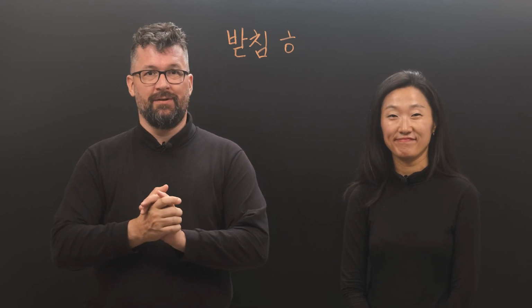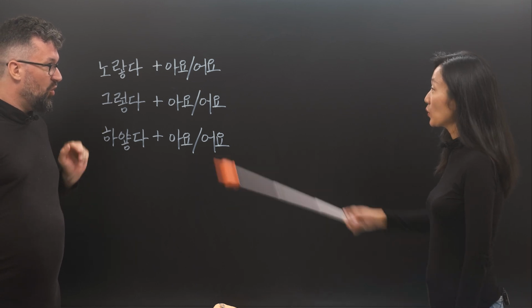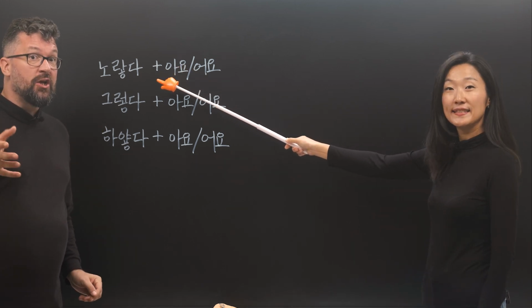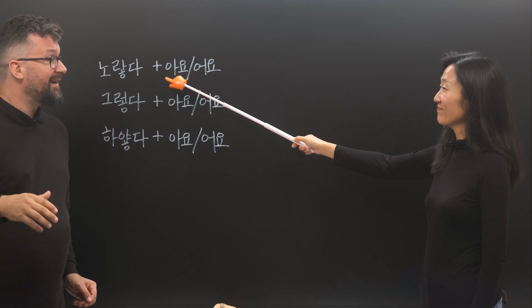Let's look at an example. So here we have 3 adjectives. Yes. So 노랗다. 노랗다 means yellow, to be yellow. It's an adjective for the color yellow.